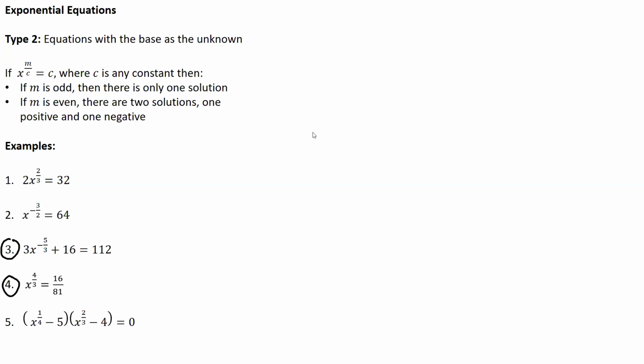Why are we saying plus or minus 64? It's because M is even. See, the power here is even. It's 2. The M, the guy at the top, is an even number. So therefore, one of your answers should be positive. You have 2 solutions, one positive and one negative. So that's the rule. Go for 3 and 4.